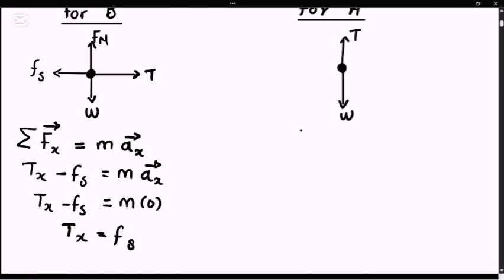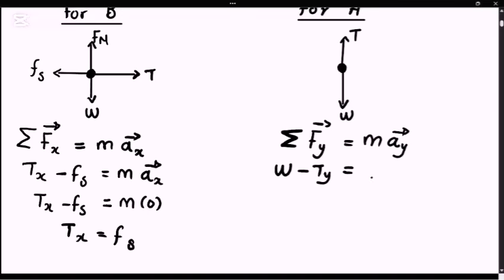Then again, you drop your F net in object A. So which means you will have the sum of all the forces along the y-axis equal to the mass multiplied by the acceleration along the y-axis. So for the sum of all the forces in the y direction, you have what? Your weight, which will be positive, since we assume that when B goes to the right, A will go downward. Hence your tension will be negative, equating it with your mass multiplied by your acceleration in the y direction.